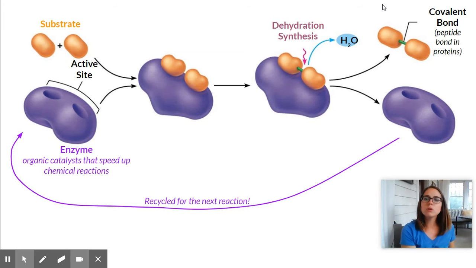But the beautiful thing about anatomy and living things and enzymes is that they are recycled. They don't get used up. Just like your key, every time you unlock your door, it doesn't mean you have to go get and make a new key for your door. That same key works on that same lock over and over and over again. Just like this enzyme gets recycled for the very next reaction. So we never use our enzymes up.